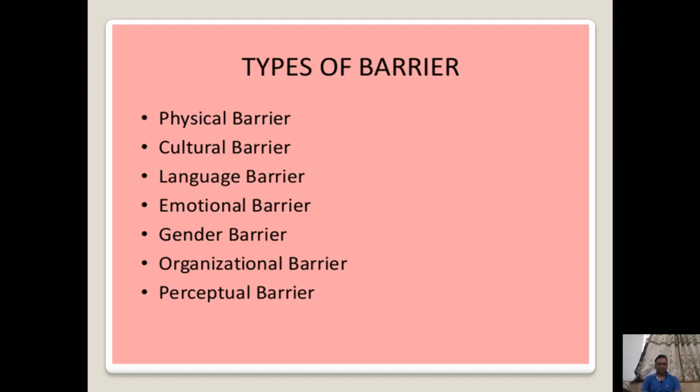Now we'll discuss the types of barriers: physical barrier, cultural barrier, language barrier, emotional barrier, gender barrier, organizational barrier, perceptual barrier, etc. These are the different types of barriers. We should know how these barriers affect your communication. If you face any one of these, then definitely you cannot convey your message to others. The most important factor that affects communication is the barriers. So if you identify the barriers of communication, you can overcome and remove them from your communication, and your communication skills will improve.